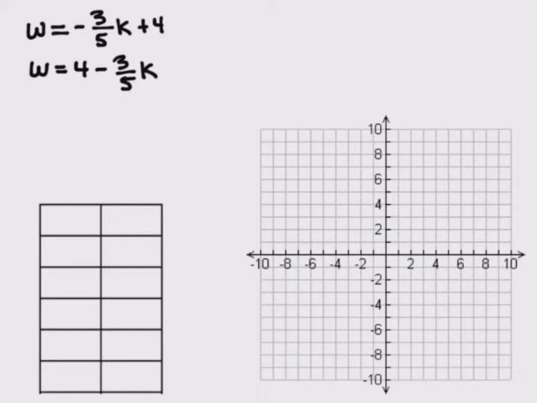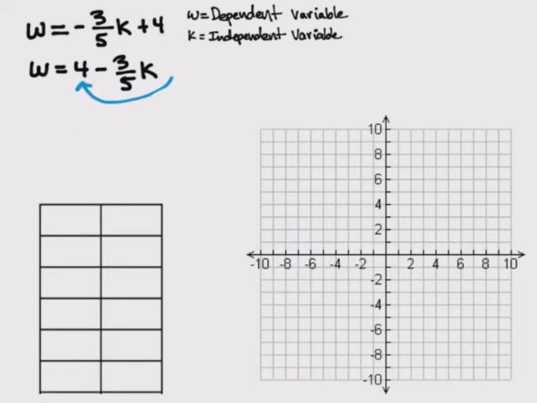First things first, since w is by itself, let's call that our dependent variable, and so k will be our independent variable. Alright, now looking at our equation, that 4 immediately tells us that our w-intercept is going to be 4. So before we do anything else, let's go ahead and graph that point.